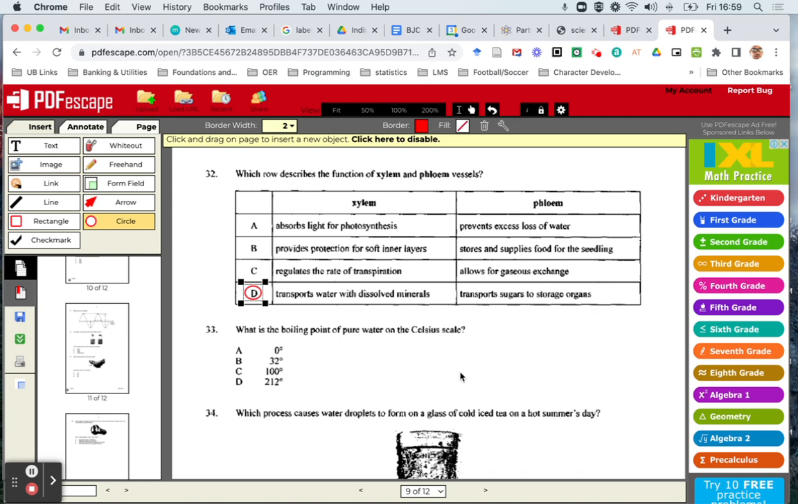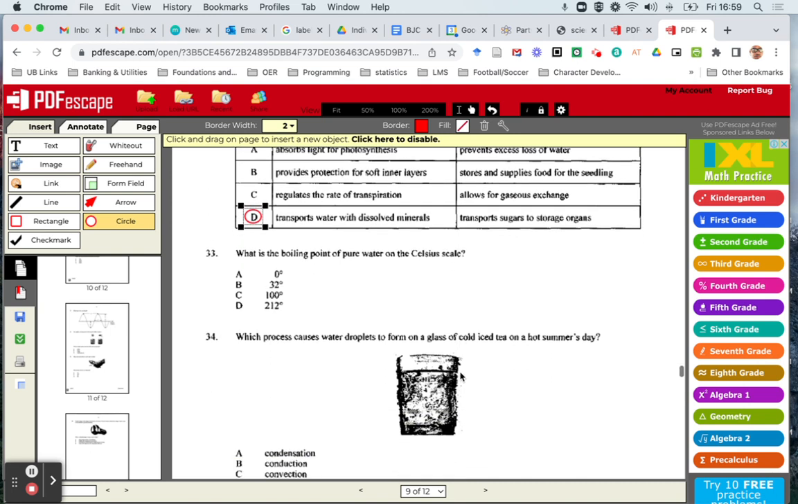What is the boiling point of pure water on the Celsius scale? Well, the freezing point is 0, boiling point is 100, so I should be looking for 100. There it is, answer C.